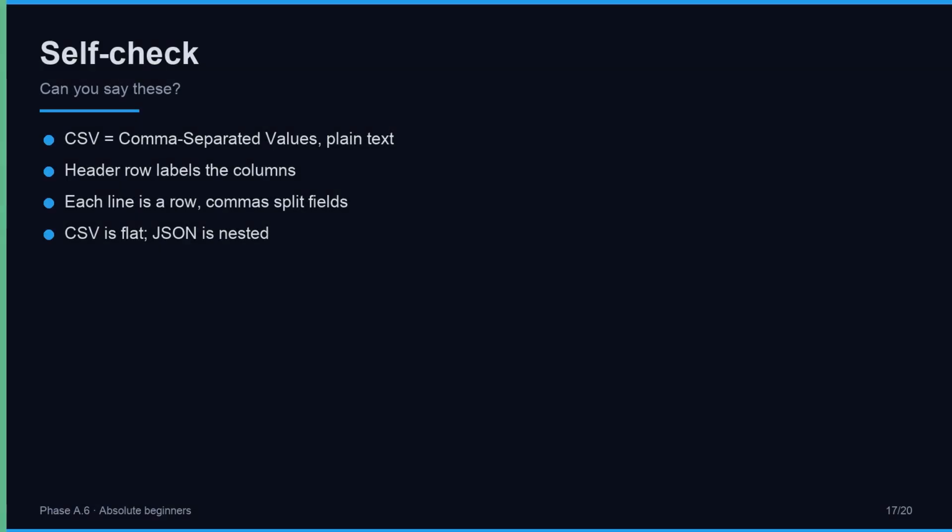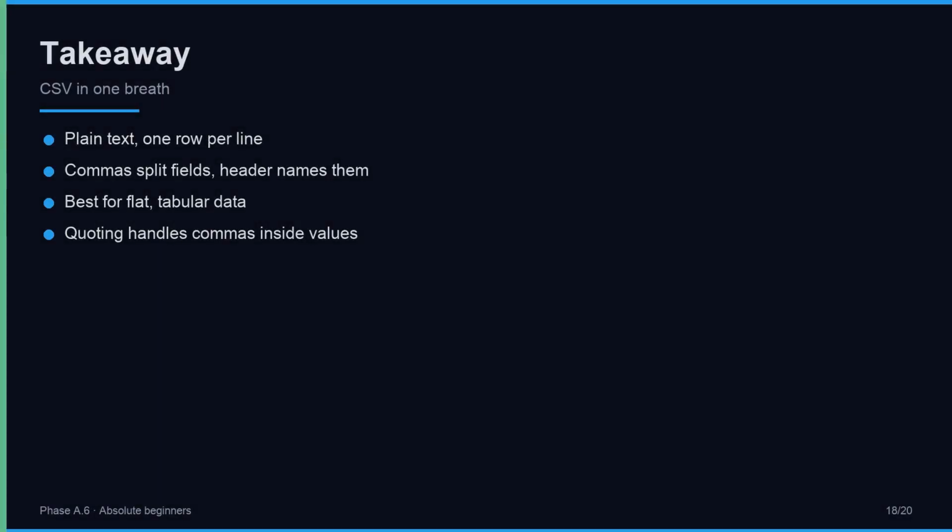Quick self-check. Can you say in one sentence what CSV stands for and why it is plain text? Can you name the header row and explain why every data row should have the same number of fields? Can you explain the difference between CSV and JSON in terms of flat versus nested? If any of those feels shaky, rewind the matching part. You do not need to write Python yet, that is the next lesson. For now, make sure the shape of CSV is clear in your head. Say each out loud.